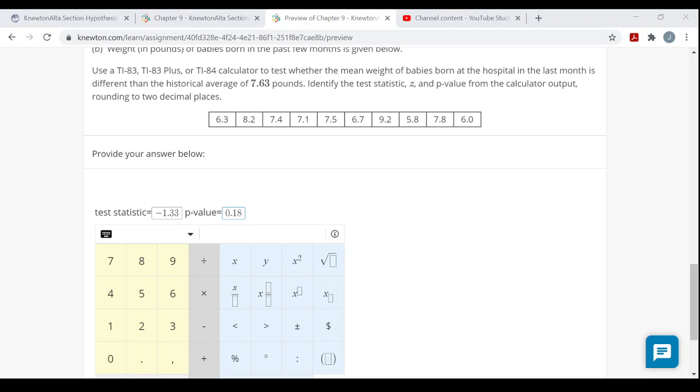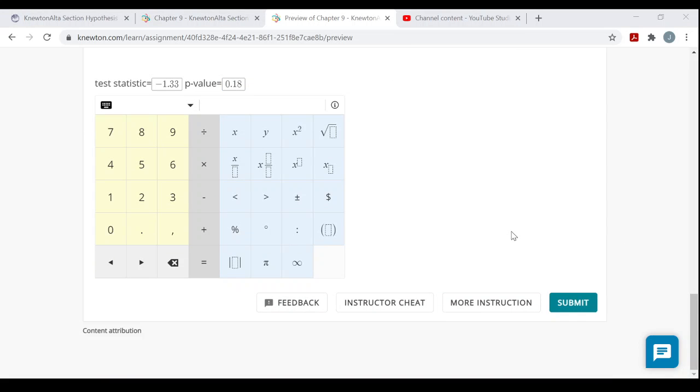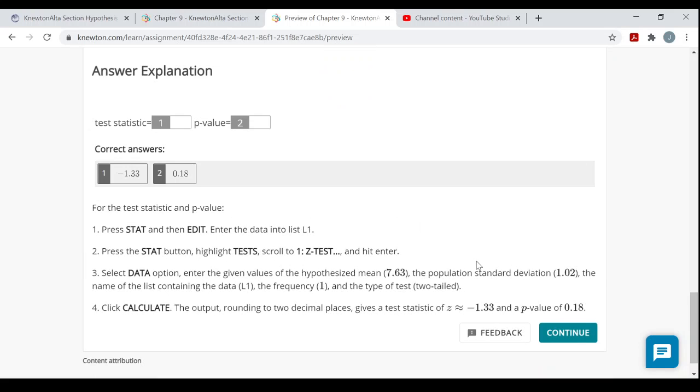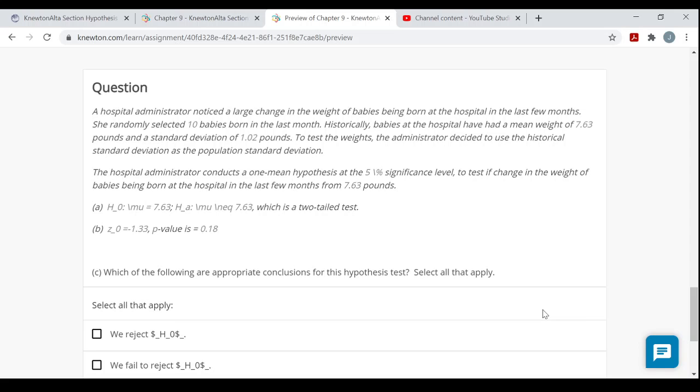So let me pull the calculator down. See how very easy that is, right? Just entering information on your calculator. All right, so I'll submit. Great. Again, read through how they're doing it here. And then I'm sure they'll have one more part where we have to make a conclusion.